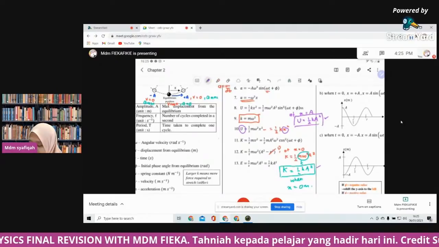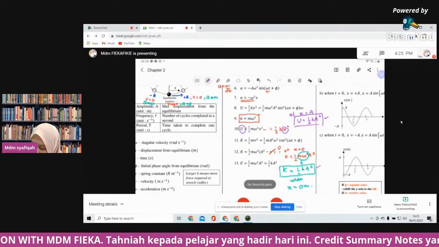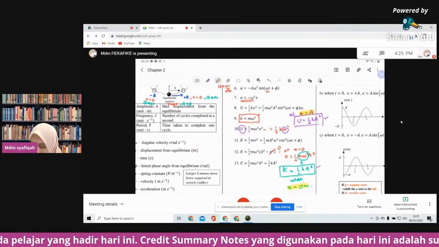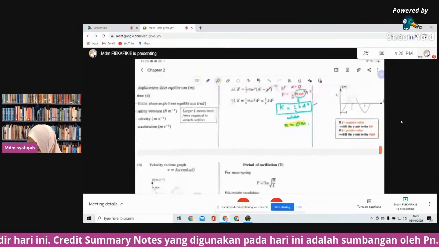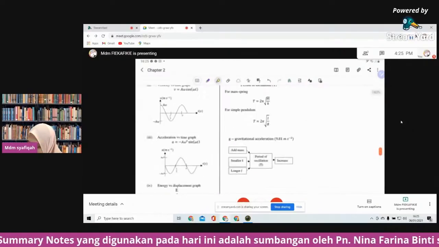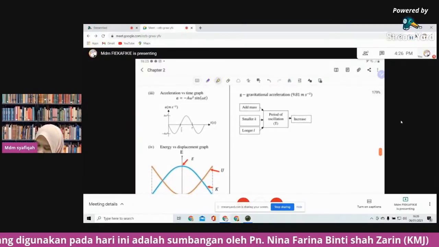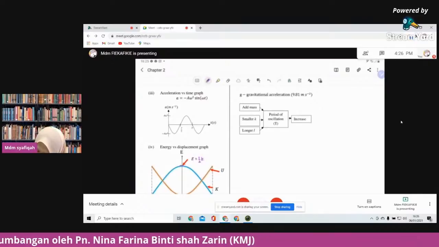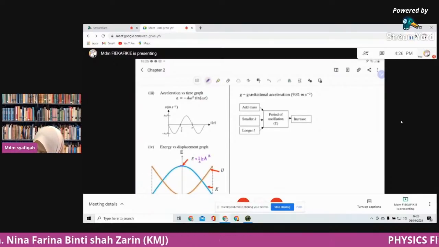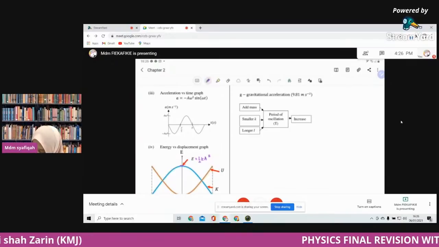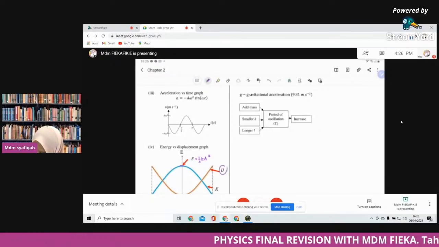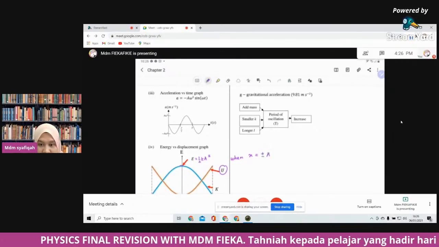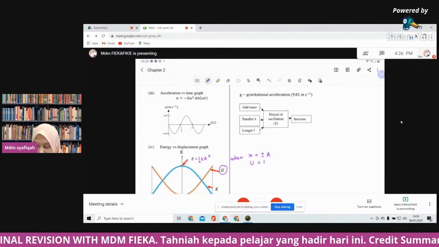Okay. This is when X is equal to A and this one X is equal to 0. That's why when you sketch your graph here, the value here is E is equal to half KA squared and this is U. Ingat balik tadi? Okay. Untuk U, when X is equal to positive or negative A, U is equal to half KA squared.